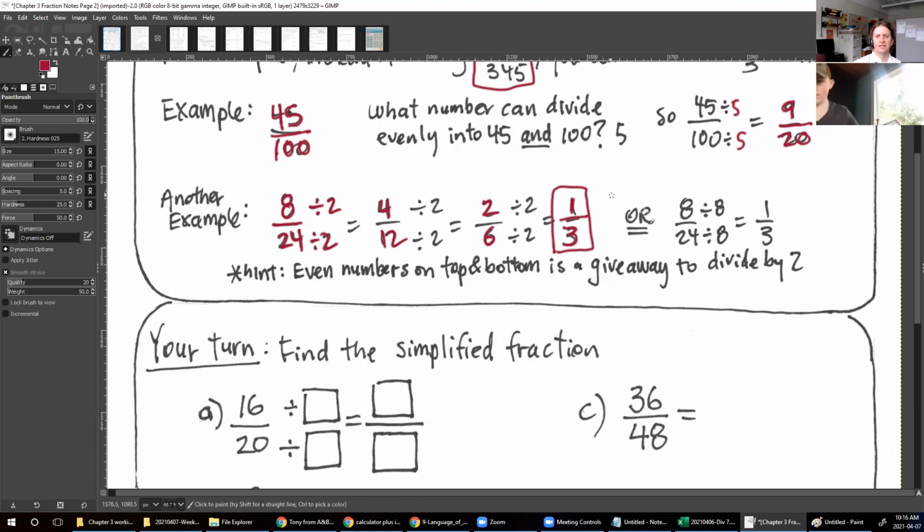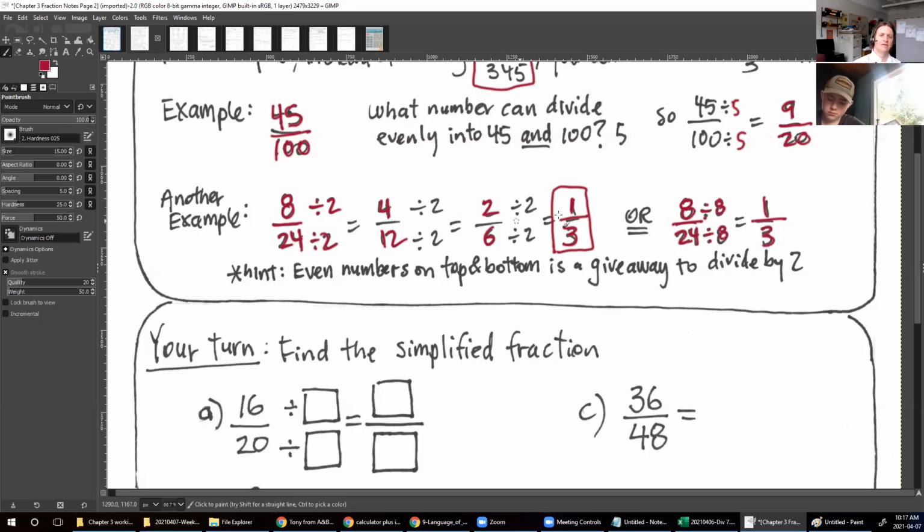The other option is if you start with 8 over 24, and I'm going to say, what can I divide both the top and bottom by? If I want to take a shortcut and don't want to do it by 2 and by 2 and by 2 again, hey, I can just divide both by 8. I know that 8 divided by 8 is 1, and 24 divided by 8 is 3, because 3 times 8 is 24. And I can go directly to this step.